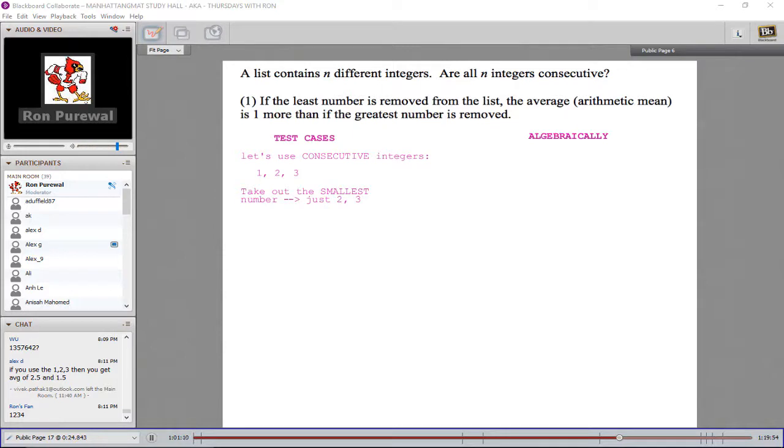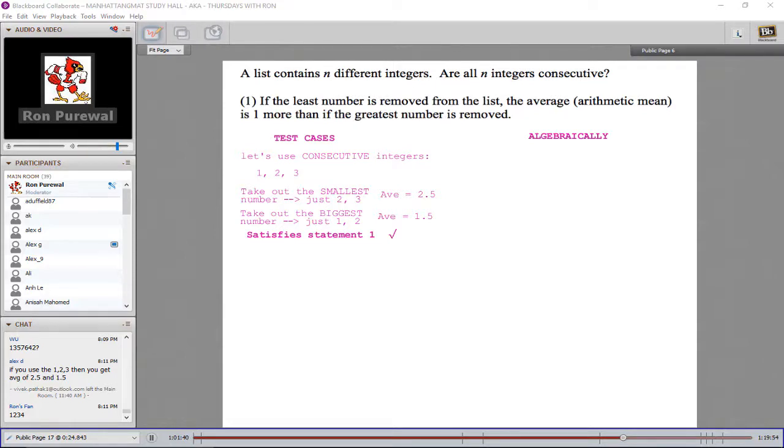If you take out the biggest number, that leaves you with just 1 and 2. The average is 1.5. So this satisfies the statement and they are all consecutive.